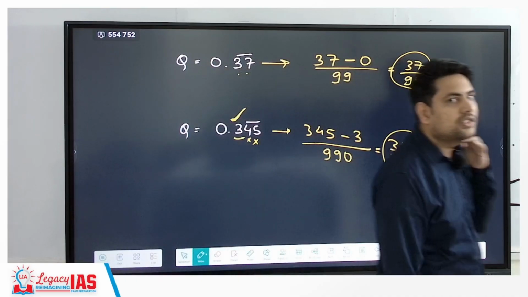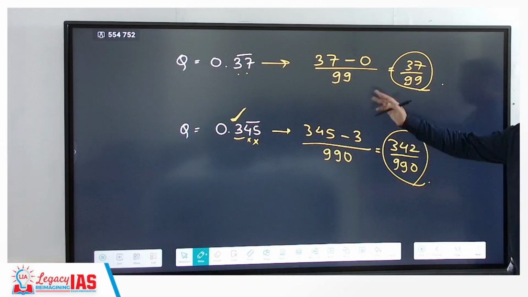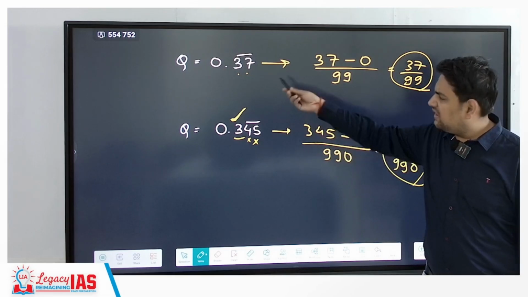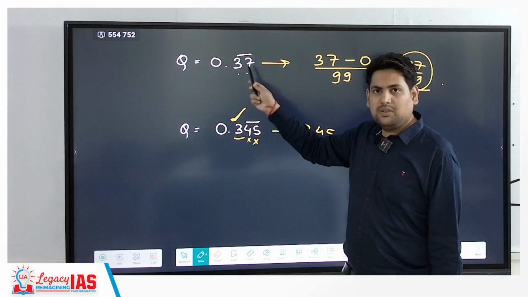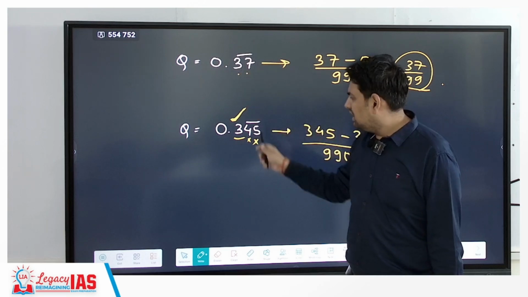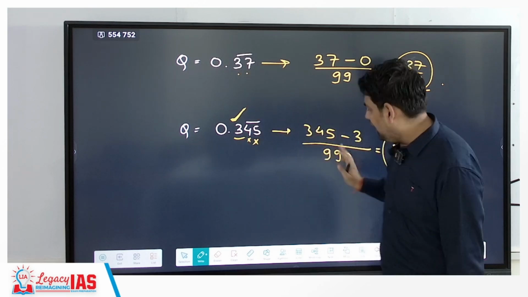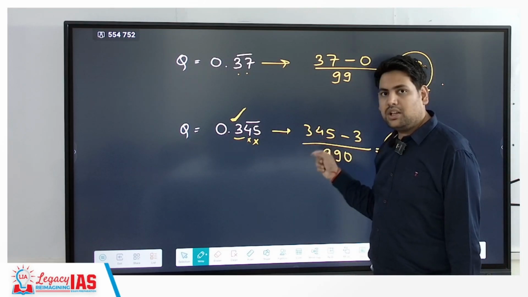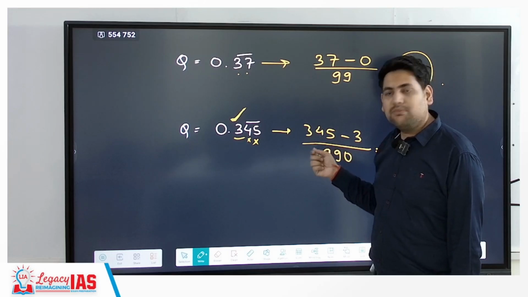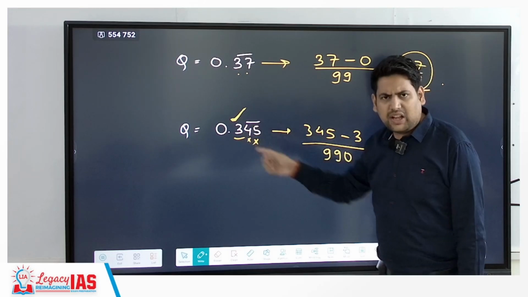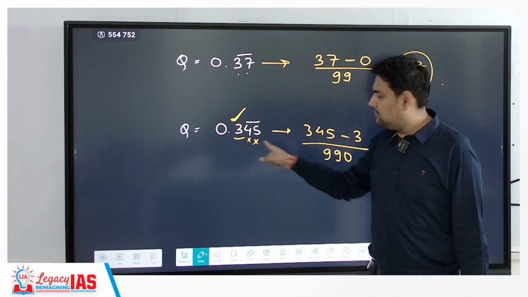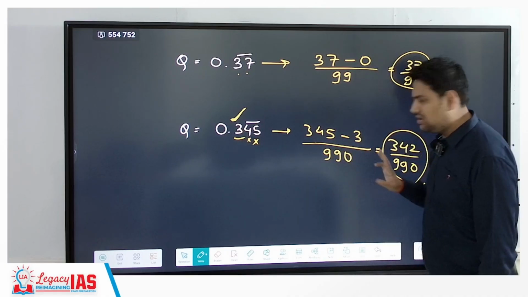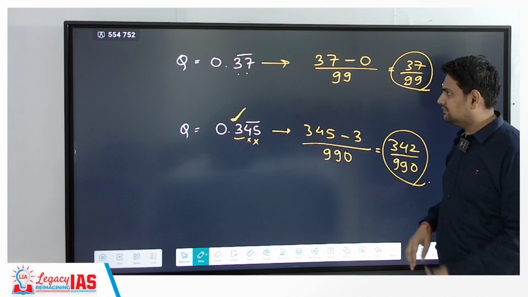Directly you can write. In fact, for all numbers written like this, you can get it directly, wherever the bar is. Here we have a bar over all numbers, there we have a bar over some numbers. In every case the process is the same: separate the number, whatever is after the decimal, then subtract from it the numbers after decimal which do not have a bar over them. Then you divide it by 9 repeated for the number of bar numbers, and 0 repeated for the number of non-bar numbers. That's it. Simple. Okay.